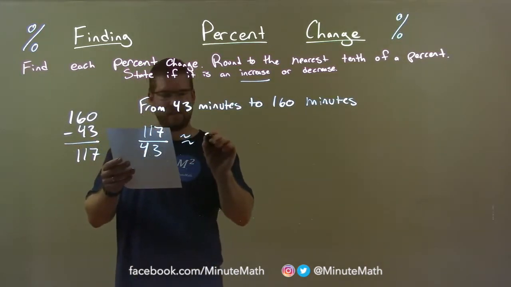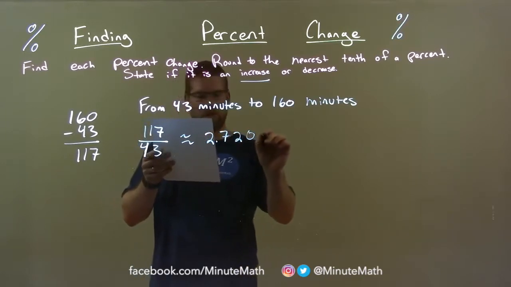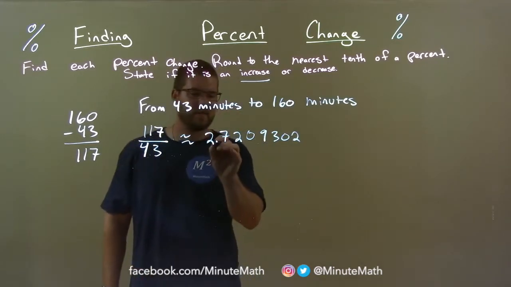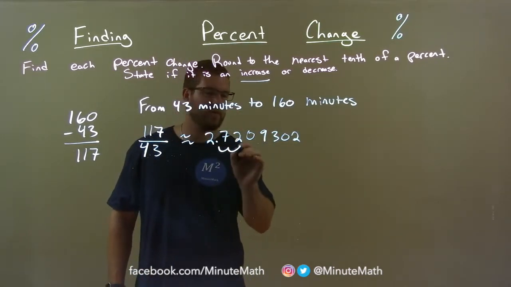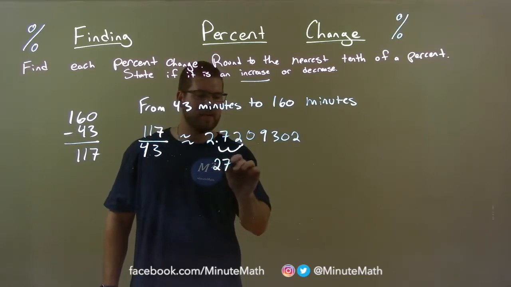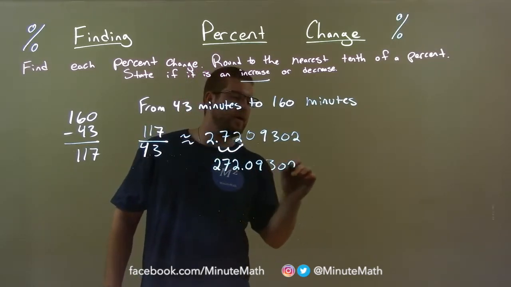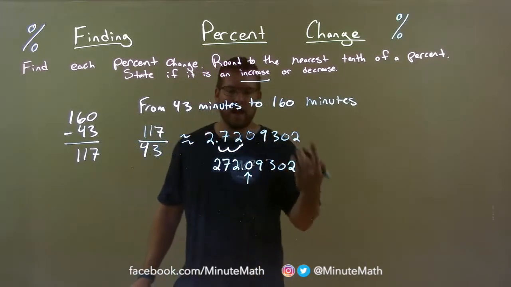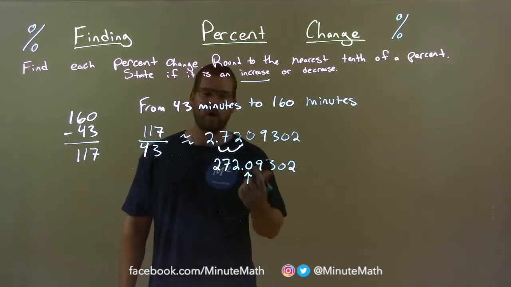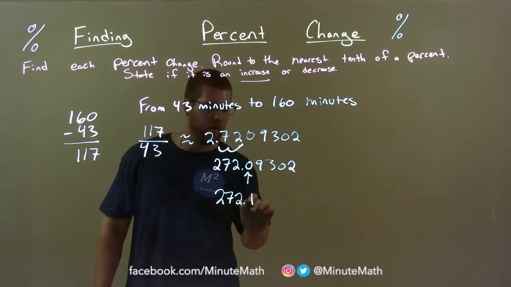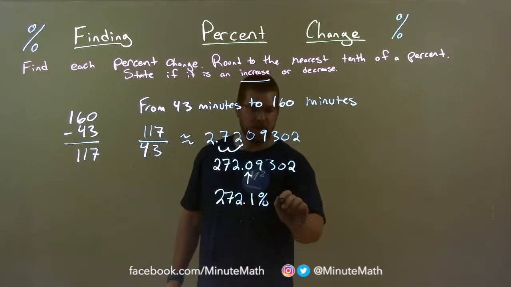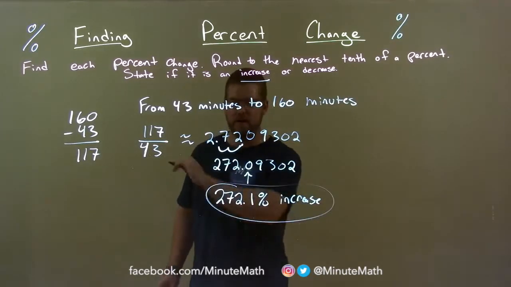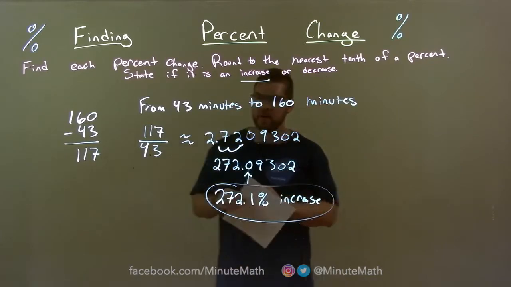Decimal place, 2.7209302. Okay? Write that as a percent right here. Decimal place, 2 spots to the right there. It gives me 272.09302. Now, we got to round that. Look at the 0. Look to the right. It's a 9. 9 causes 0 to go up by 1 to 1. 272.1%. We said this was an increase. And there we have it, our answer. 272.1% increase.